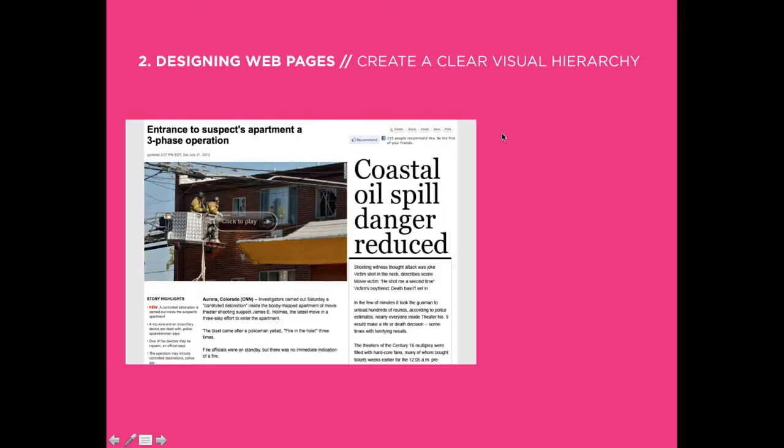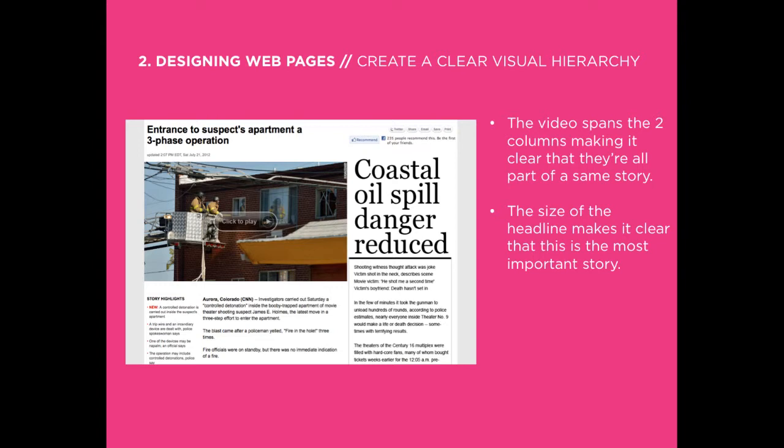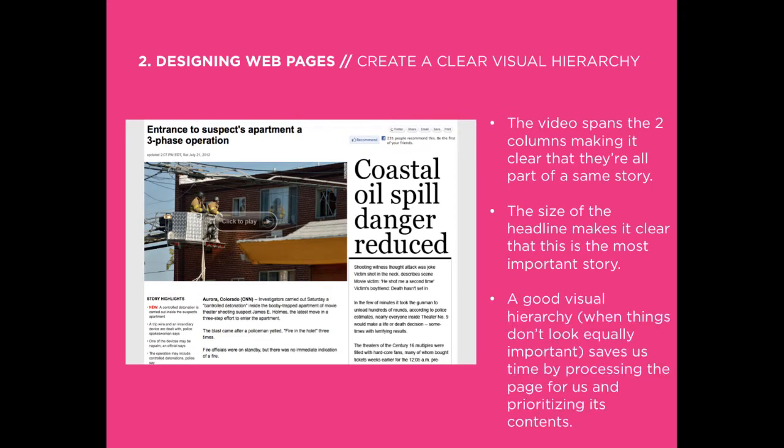Another example is this online newspaper. We notice that the video that's spanning 2 columns makes it clear that everything under the video is part of the same story. Also, the size of the headline makes it clear that this is the most important story of the page. So it's very important to have a good visual hierarchy. A good visual hierarchy, meaning when things don't look equally important, saves us time by processing the page for us and prioritizing its contents.